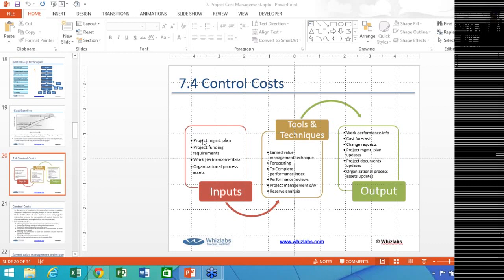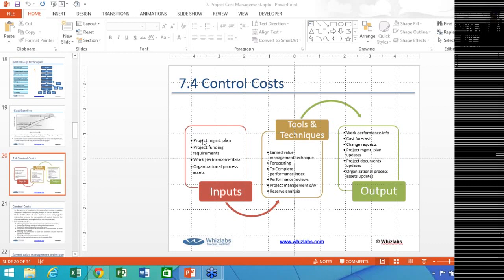So there are two concepts, two techniques. The first one is called fast tracking and the second one is called crashing. These are two schedule compression techniques. What we basically do in the first case, we ask the resources to start performing the tasks in parallel.